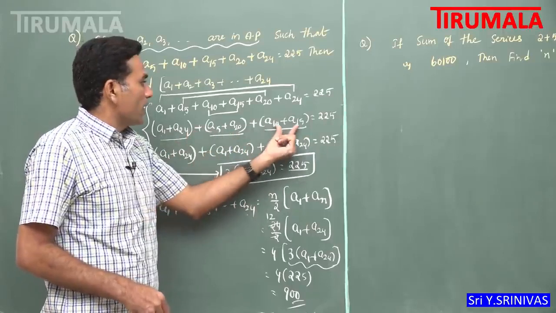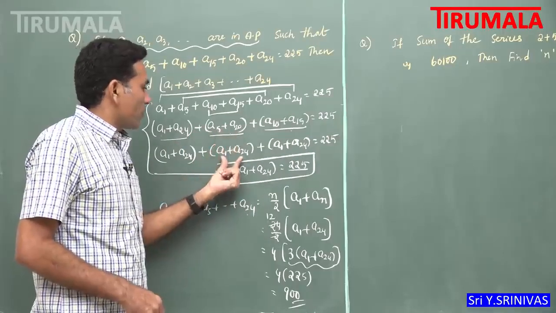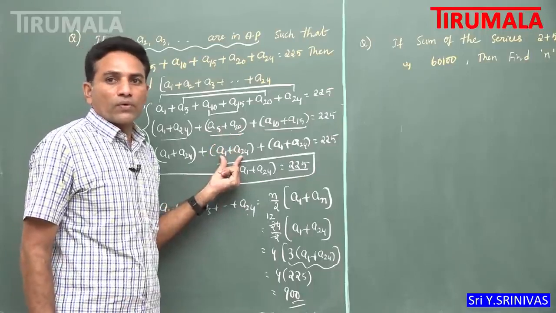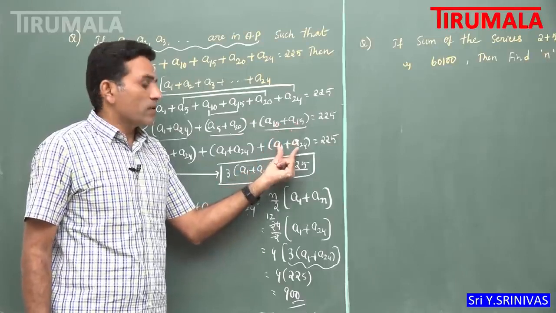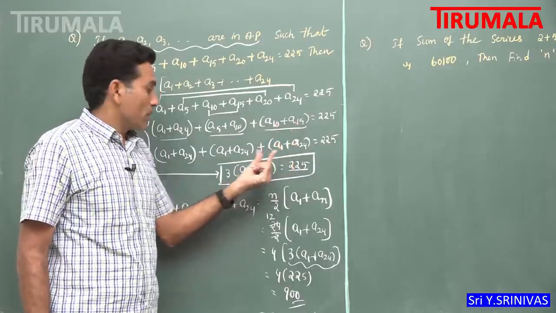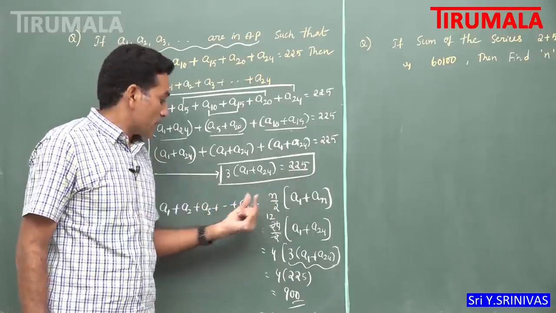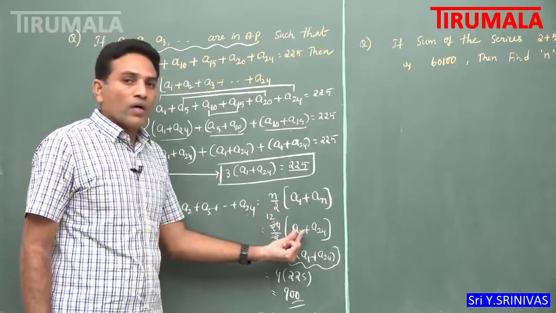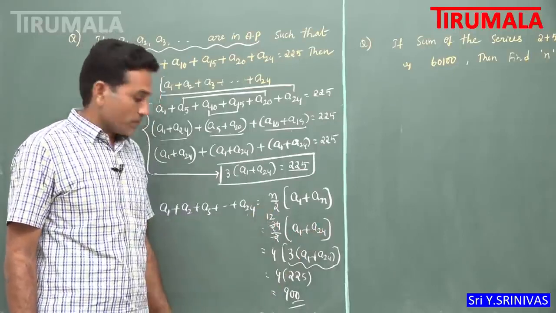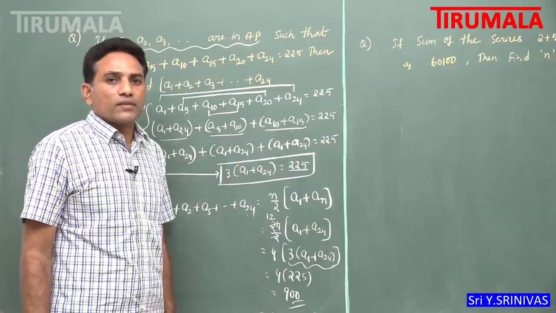That's why A1 plus A24 is equal to A5 plus A20 is equal to A10 plus A15. These three are equal. That's why I can write A5 plus A20 as A1 plus A24, and A10 plus A15 also as A1 plus A24. 3 times of A1 plus A24 is 225. The sum of the first 24 terms is 24 by 2 into first term plus last term. On simplification we get 900 as the answer.